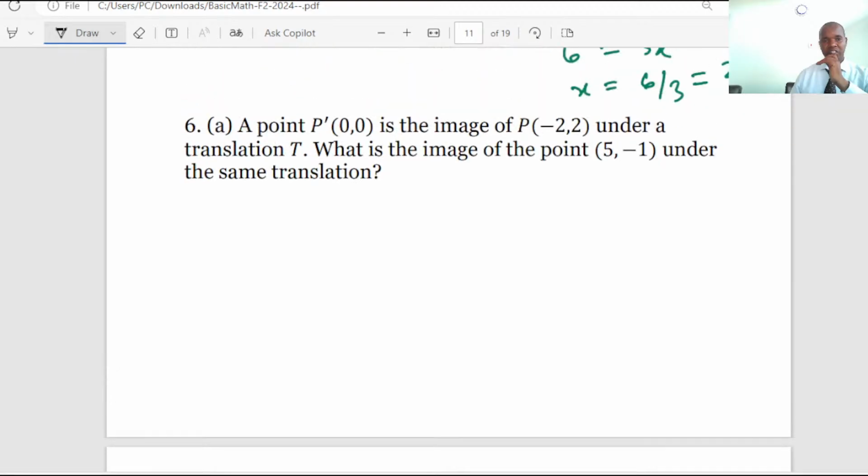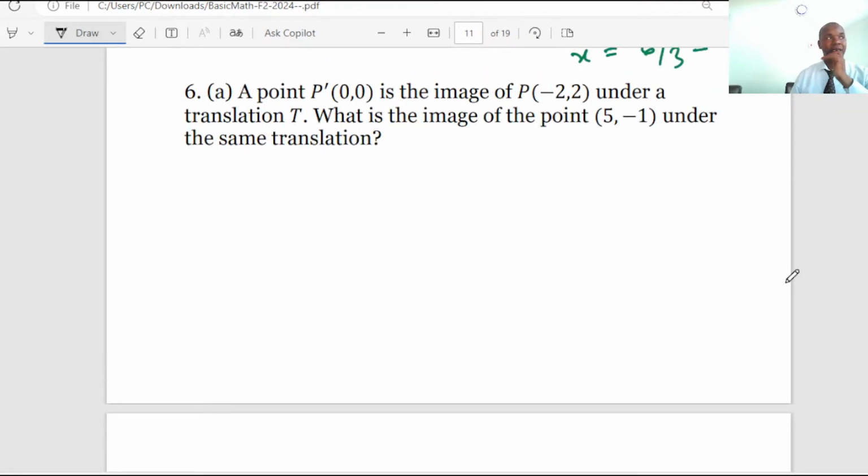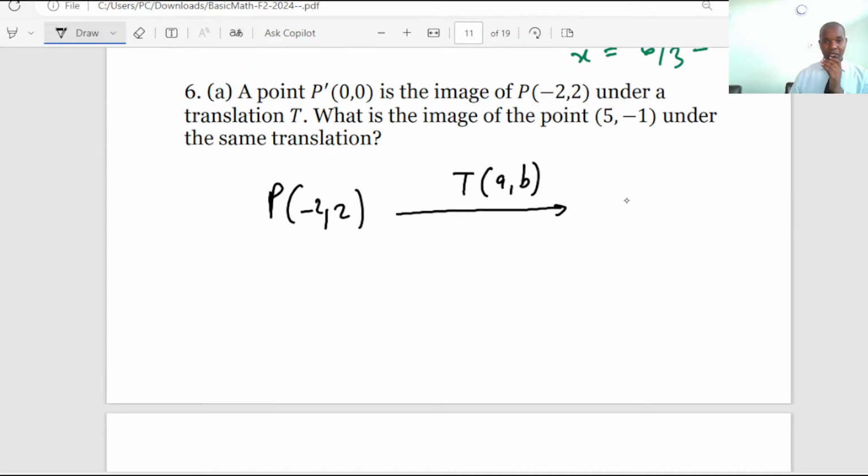And now we proceed with question number 6A. A point P dash 0, 0 is the image of P negative 2, 2 under translation T. So what is the image of the point 5, negative 1 under the same translation? So point P, which is negative 2, 2, under translation T, which is A, B, the image we got is 0, 0.